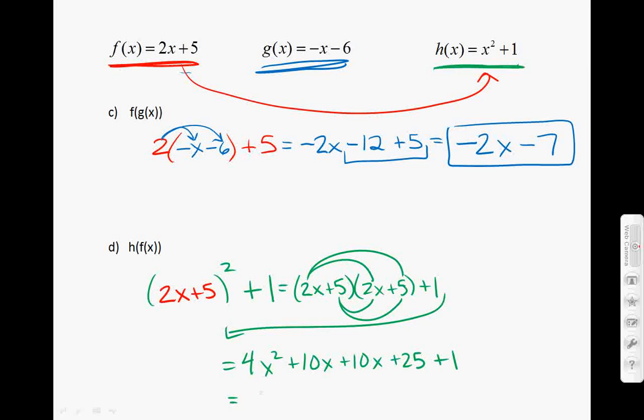Now we're going to collect like terms. 4x squared is the only squared term in that expression, so it stays the same. 10x plus 10x can combine and become 20x. And then 25 and 1 can combine and become 26. There you go. The composite function is 4x squared plus 20x plus 26.